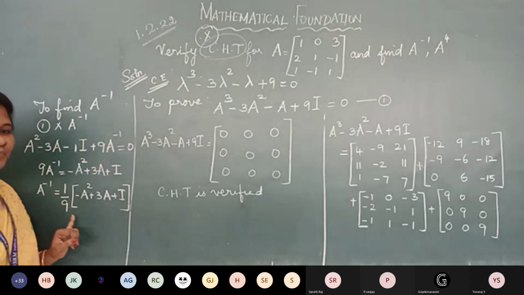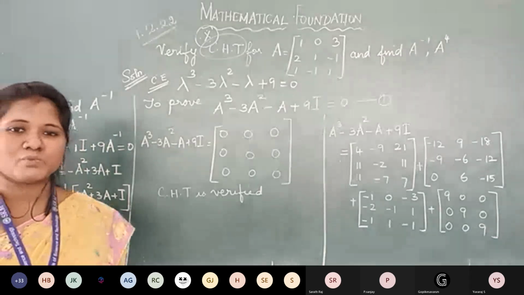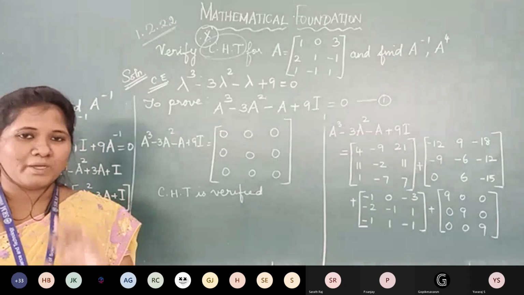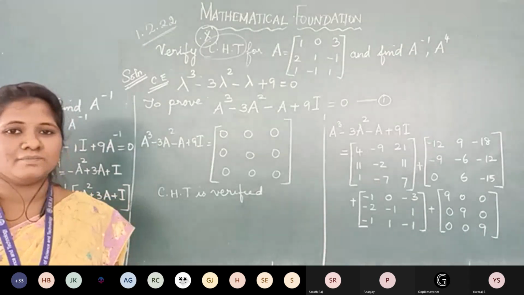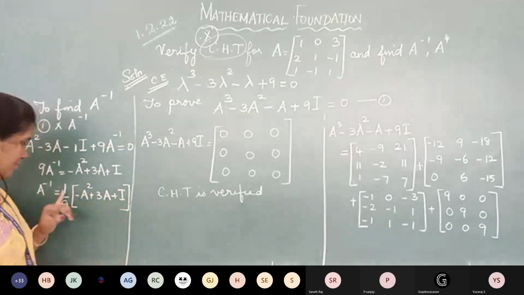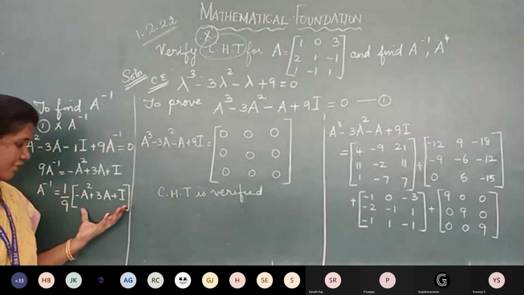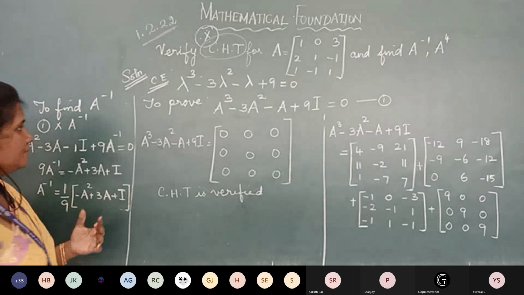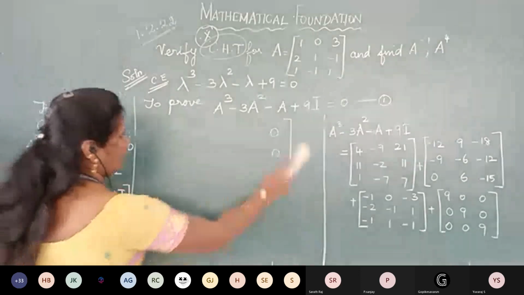Instead of doing all these things, just stop with keeping this constant, 1 by 9. Like that, for yesterday's problem, it was 1 by 2. Keep that 1 by 2 outside itself. Don't take it inside, then only you'll get so many confusions. So keep this 1 by 9 just like that and just find out this value.